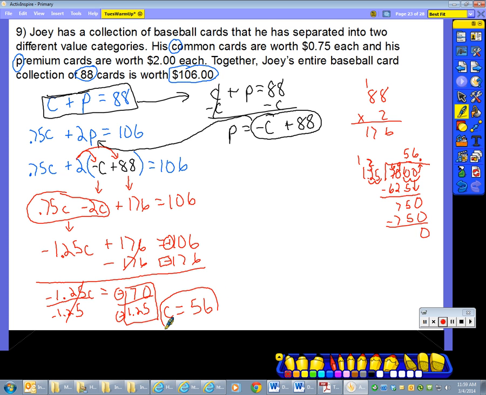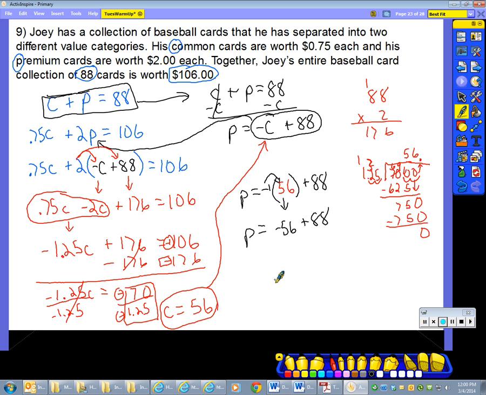So what this means is he has 56 common cards. To find out how many premium cards he has, I just sub in 56 for C. When I do that, my equation will look like this: P equals negative, parentheses, 56, because that's how many common cards he had, plus 88. So negative 1 times 56 is negative 56, and we have our plus 88.